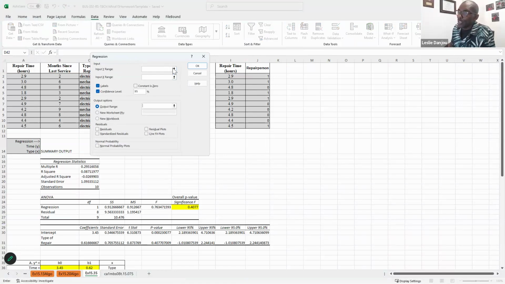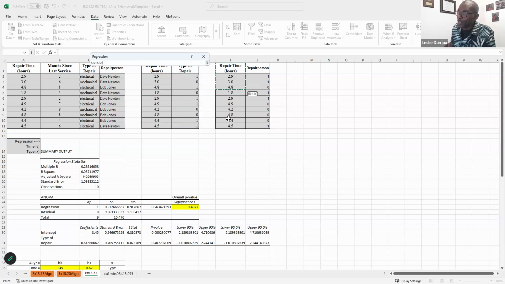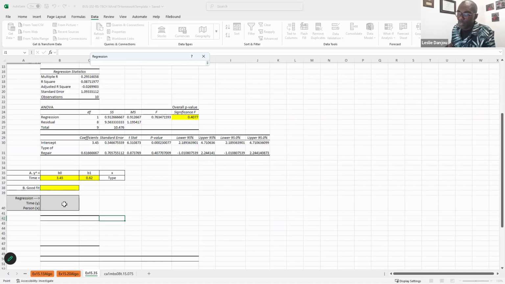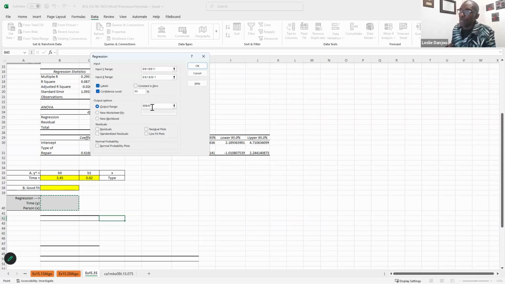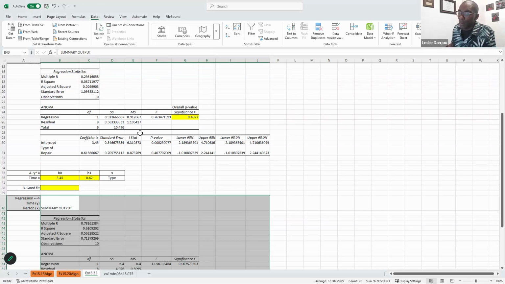I'm going to click on my Y's. Don't forget, the Y is the end result. So on this Y, I'm going to select repair time. Start from repair time, go all the way down. For my X's, I'm going to start from repair person, go all the way down. And for my output, I'm going to drop this at B40. Once you have all of that stuff, press OK.